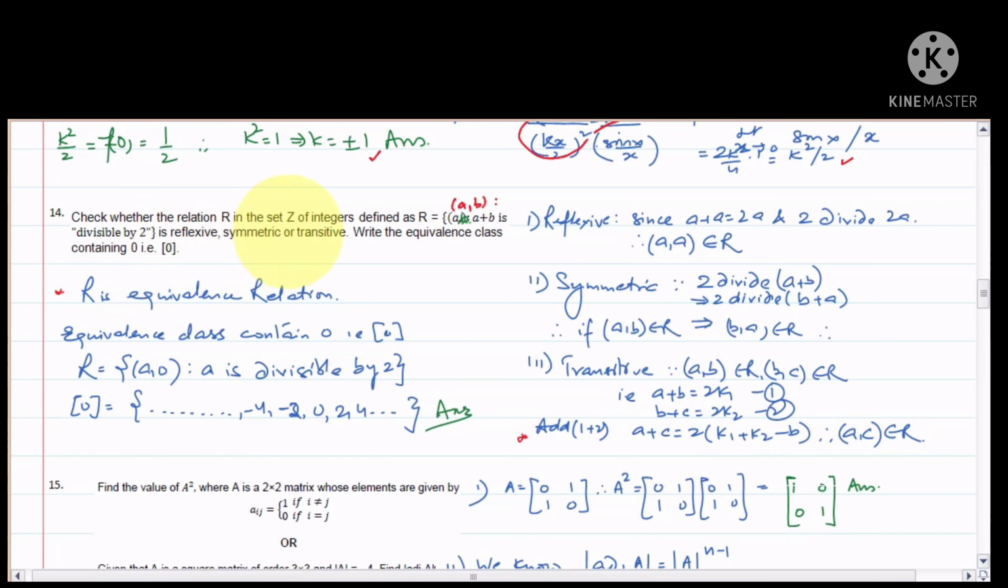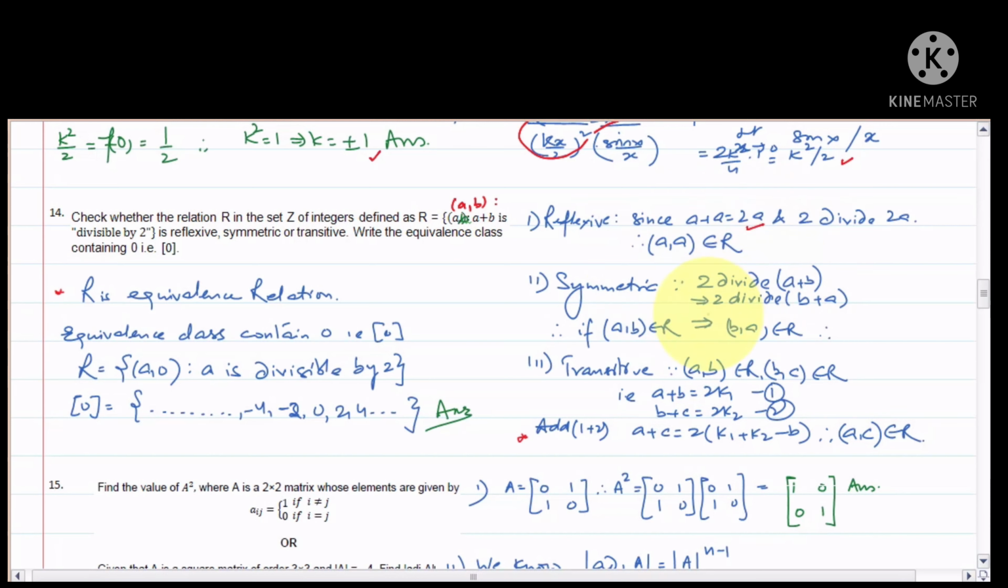So we'll check for reflexive first. For reflexive we know that (a, a) should be an element of R if a belongs to the set of integers. Since the relation is a plus b is divisible by 2, a plus a is equal to 2a, that is definitely divisible by 2. Therefore it is reflexive.